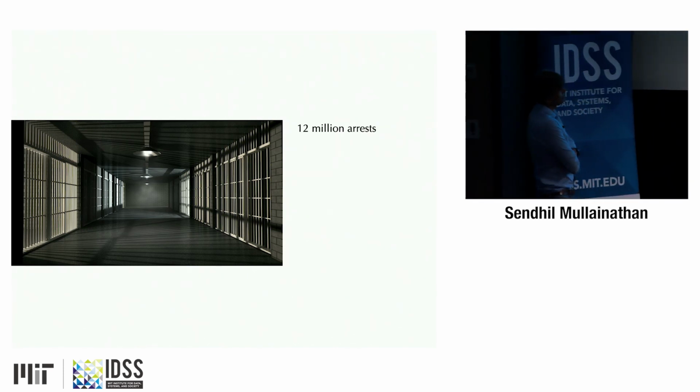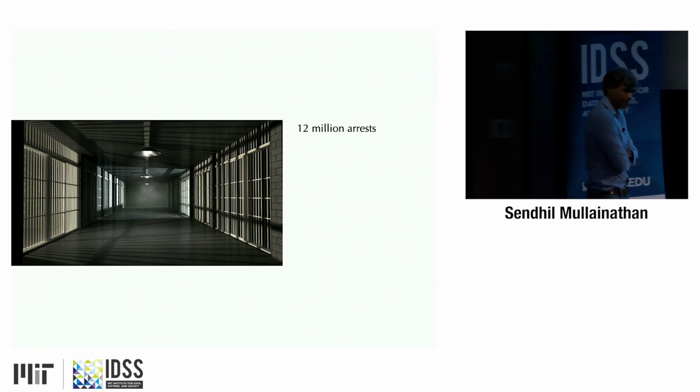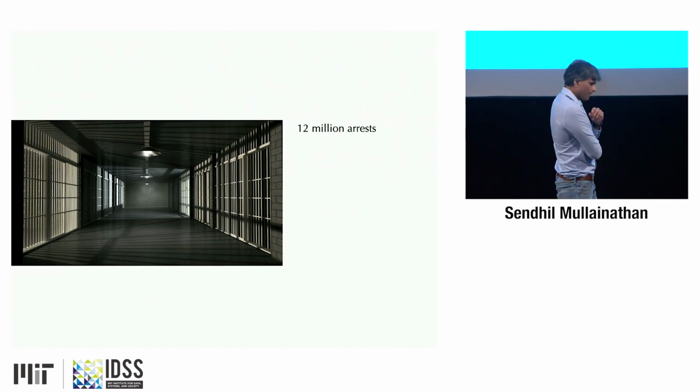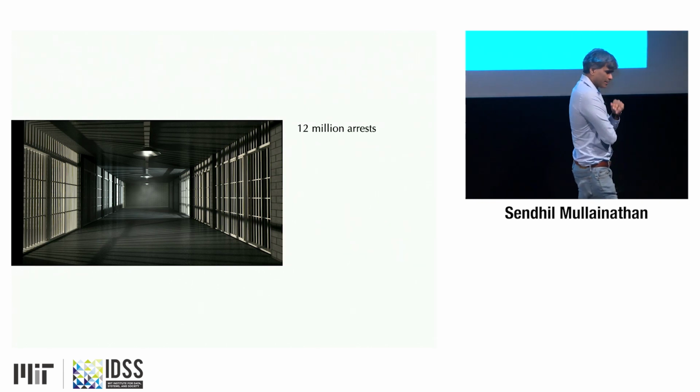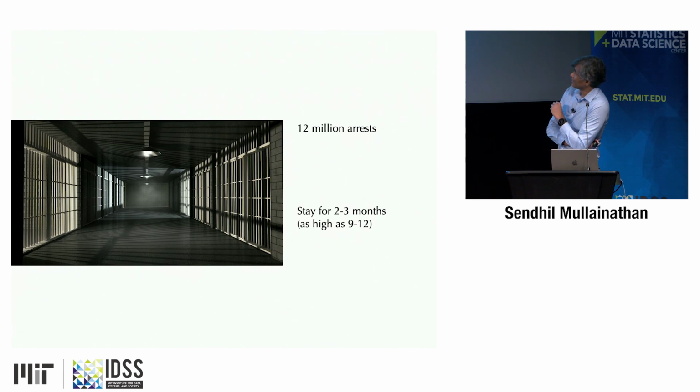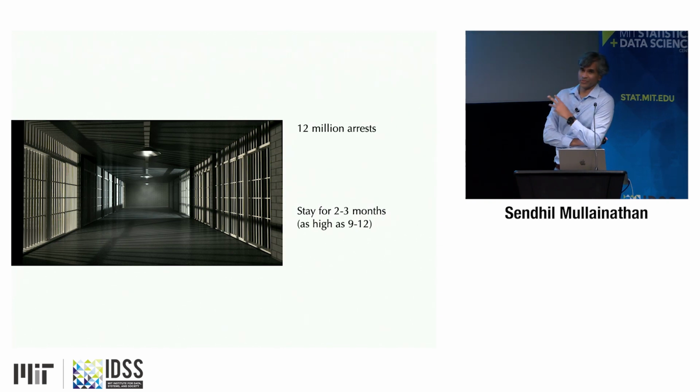Shortly after arrest, the judge has to make a pretty important decision. Will this person who's just been arrested spend their time between now and trial at home, or will they spend it in jail? This is a hugely consequential decision because the average stay in jail is about 2 to 3 months. So if the judge decides, oh, you need to wait for trial in jail, your life is pretty much completely over. You've just lost your job, you've lost everything.